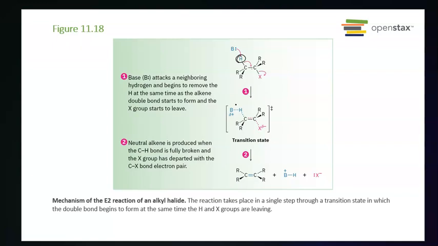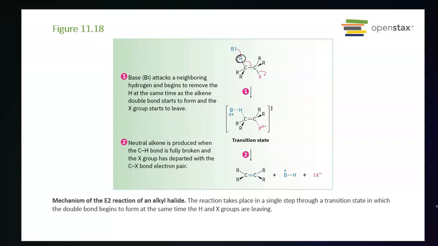This is how the transition state looks. The bond with the base is being formed, the carbon-hydrogen bond is being broken, the carbon-carbon double bond is being formed, and the carbon-halogen bond is being broken. And it results in the formation of an alkene.